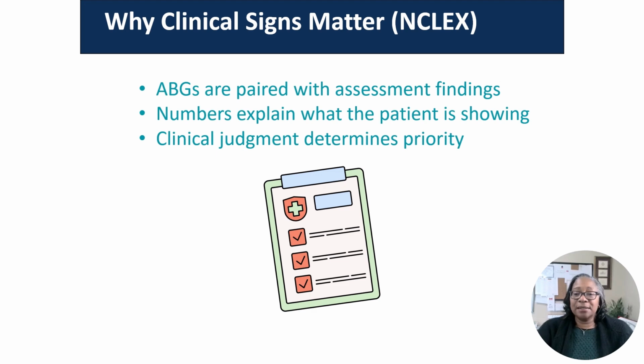So on the NCLEX, ABG questions don't live in isolation, right? They're paired with assessment findings, vital signs, mental status changes, priority decisions. So if you know the pattern, but don't know what the patient looks like, you'll probably still miss the question. And so this video hopefully will help fix it.